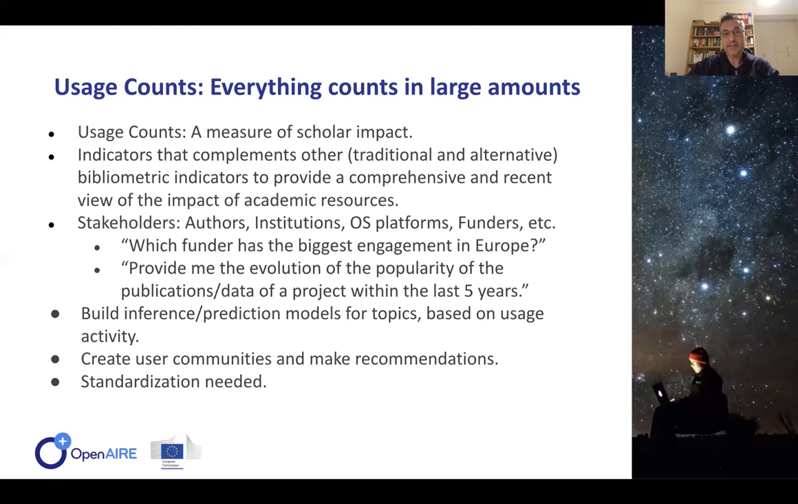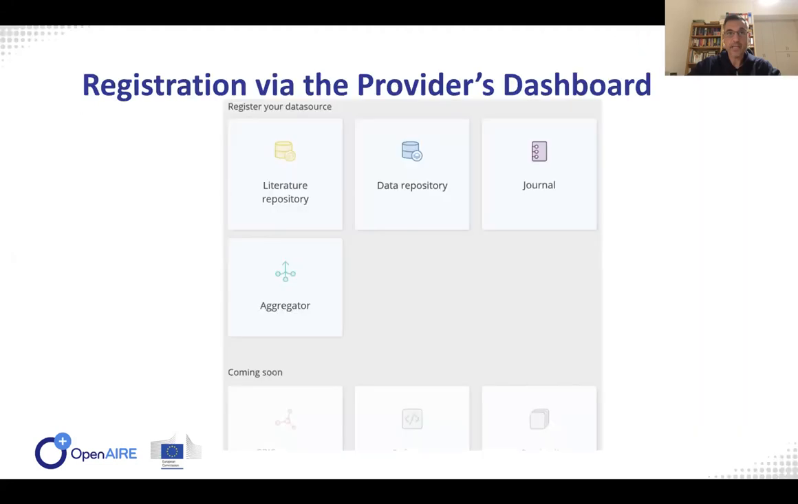And we can answer questions like which funder has the biggest engagement in Europe or anywhere else, or provide me the evolution of the popularity of the publications or data within a project within the last 5 years. We can build inference or prediction models for topics based on usage activity. We create user communities based on usage and make recommendations. And we provide all the needed standardization. You can register for the service using OpenAIRE's provider dashboard, where you can register your data source.